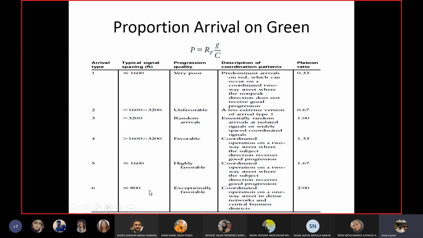Okay, and the spacing is very close, less than 800 feet is like nothing. And in those cases you will have exceptionally favorable conditions if you are having good coordination. Okay, so it's a one-way street, but it's coordinated. And normally it is done in the central business districts. The dense network means the central business districts would have many streets and there's high traffic.